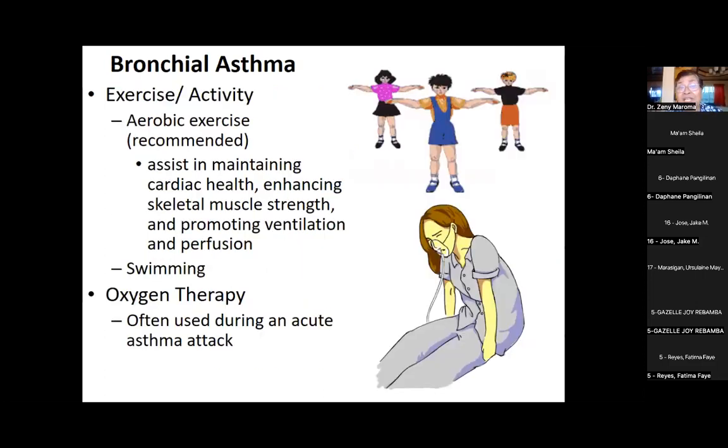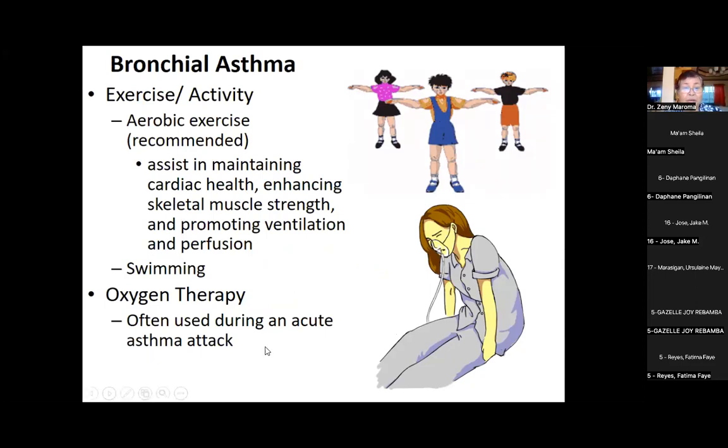Now, other than drug therapy, exercise. Aerobic exercise is recommended because it assists in maintaining cardiac health, enhancing skeletal muscle strength, para malakas ang kanyang katawan, and promotes ventilation and perfusion. Para maganda ang pasok ng hangin as well as pulmonary perfusion kasi maganda ang heart function. Swimming is another activity which can be recommended.